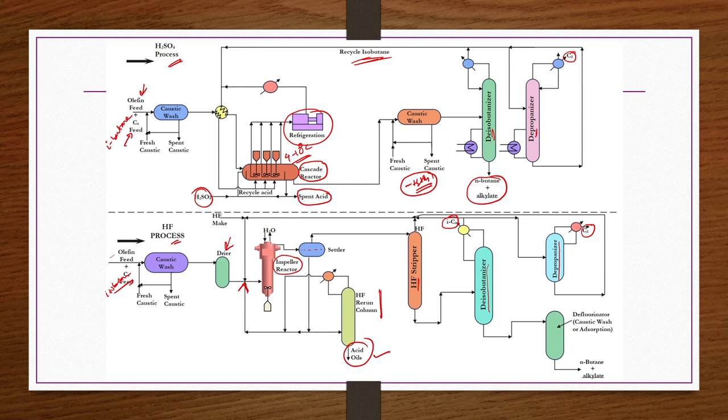Right? So whatever material you get after the isobutanizer may have some amount of HF also. For that purpose, defluorinators are used, as some fluoride impurities may be there along with the product. So for that purpose, caustic wash or adsorption would be done to remove the fluoride impurities, and then you can get n-butane and alkylate as the products.